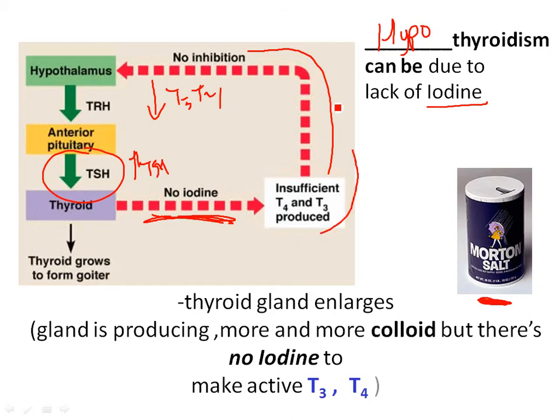Body senses we don't have enough, puts out more TSH, thyroid gets even bigger. So in effect, we keep getting this goiter development because we don't have any iodine. It's not that we're not producing the inactive form. We've got tons of inactive T3 and T4, but it just can't become active. So in this case, the goiter would be associated with hypothyroidism, in effect, due to no iodine in the diet. So of course, an easy treatment would be to include iodine in their diet.